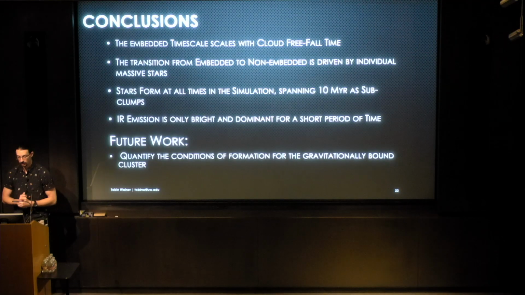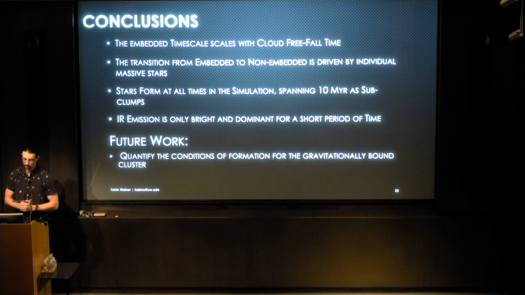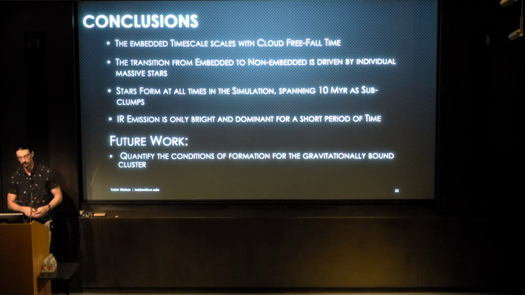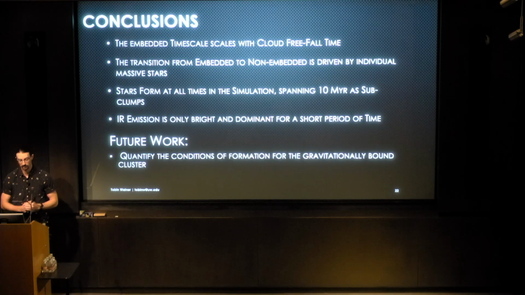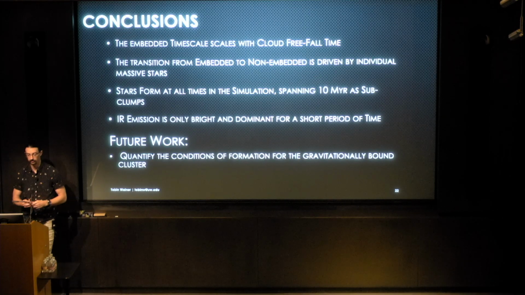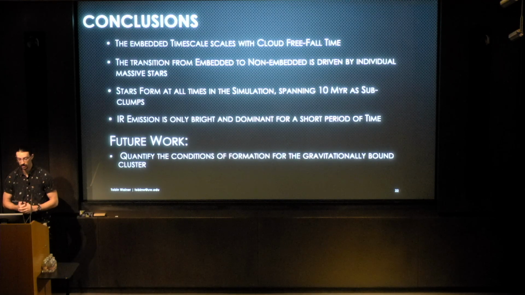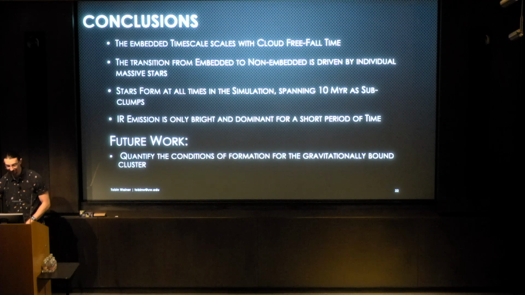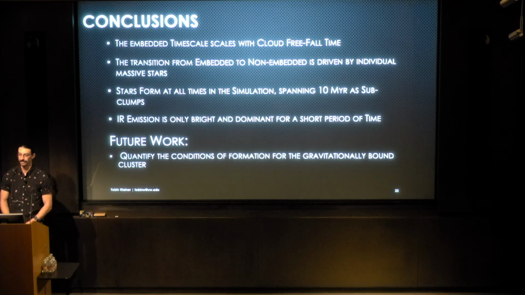So with that, I will leave up my conclusions, showing that the embedded timescale scales with the cloud freefall time. The transition between embedded and non-embedded is driven by individual massive stars, and it happens relatively quickly. We see stars forming across the entire simulation spanning 10 million years, which form in subclumps. And the IR emission is only bright and dominant for a short period of time, even though it is a very dominant mode of observing star formation. And then hopefully trying to characterize this gravitationally bound star cluster in the future. Thanks.